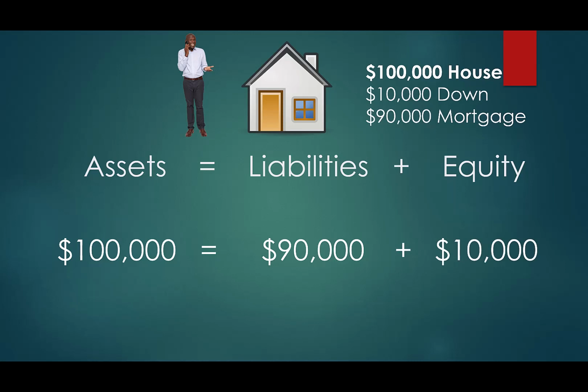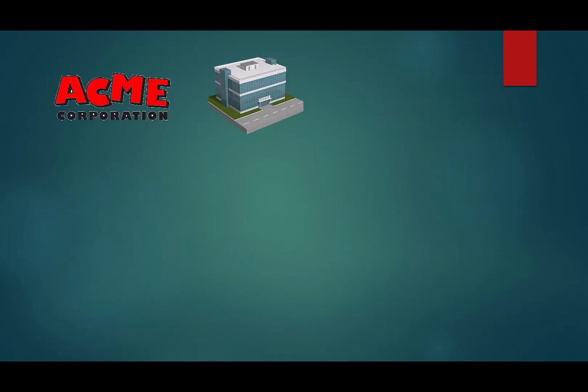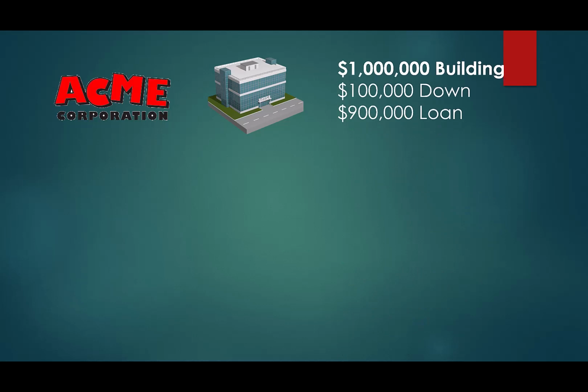Now, those first two examples were tied to individuals' personal lives. But in the accounting world, we're really going to see how this translates for businesses. So now let's say that we've got Acme Corp, and Acme Corp wants to buy a new office building for their headquarters. This new building is worth $1 million. Acme Corp is going to put $100,000 of their own money down, and they're going to take out a $900,000 loan to fund the rest of the building.